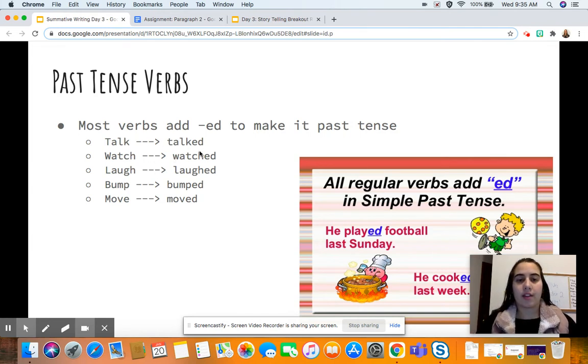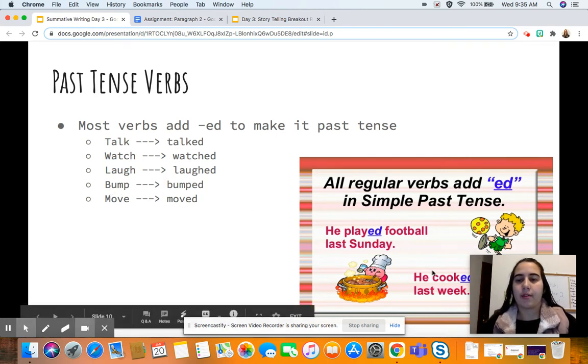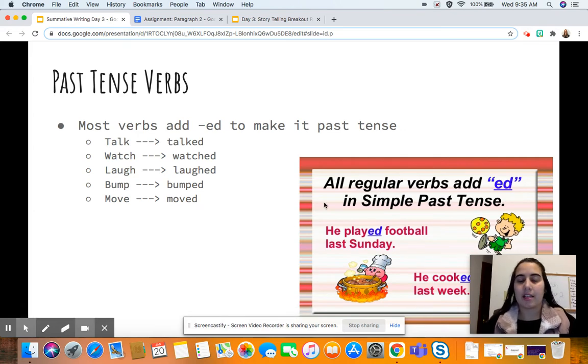Or yesterday I watched TV and I watched 10 episodes, and you can give lots of details, right? And you got to make sure your verbs are in the past tense to match what already happened, right? Laugh to laughed, bump to bumped, and move to moved. Or maybe played or cooked, right? That we just add the -ed to the end of them.